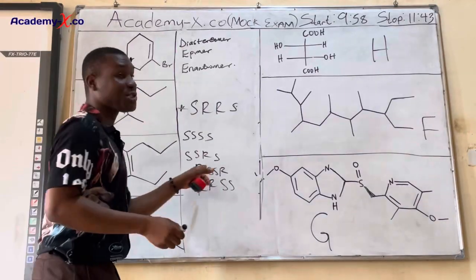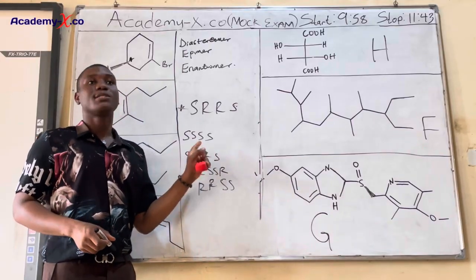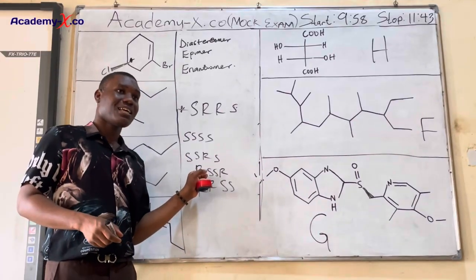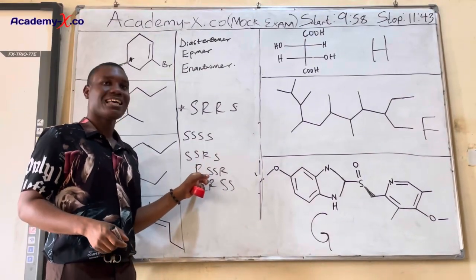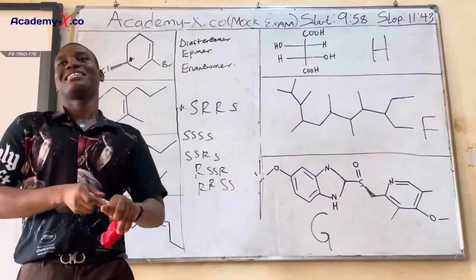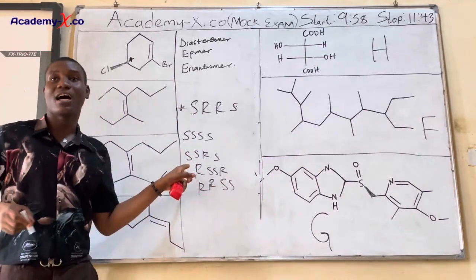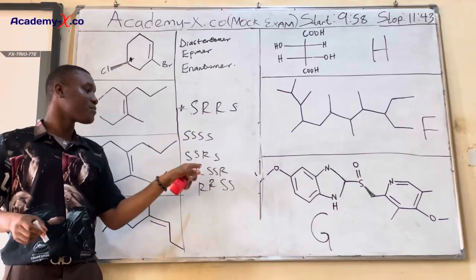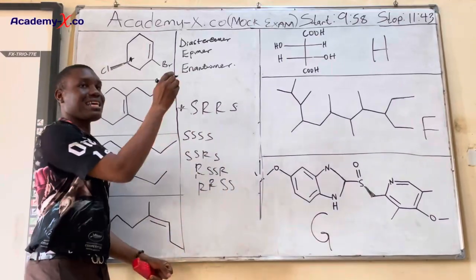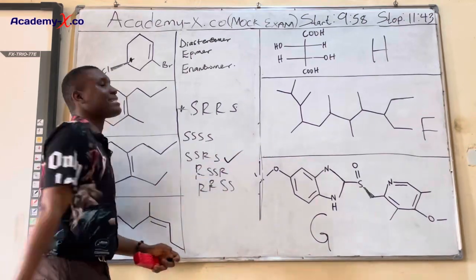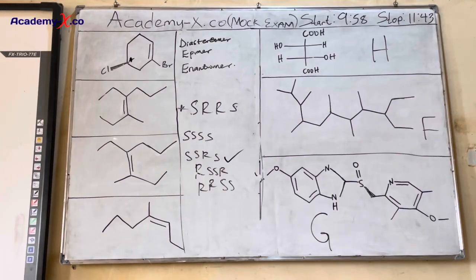Now, most people were choosing C. So can you see where your mistake was coming from? So what is C? C is an enantiomer, because you change S to R, R to S, and S to R. So the only one that is an enantiomer is S, S, R, S. So go and take note of that. You must see it in this exam.